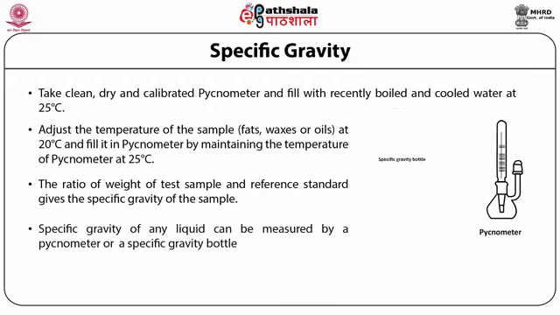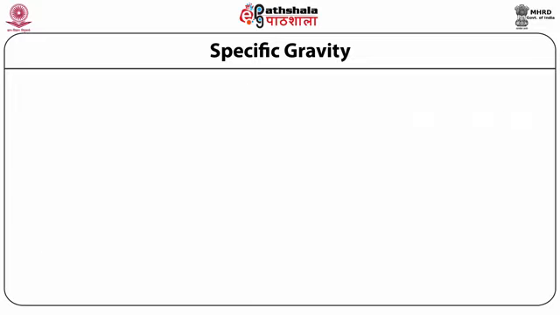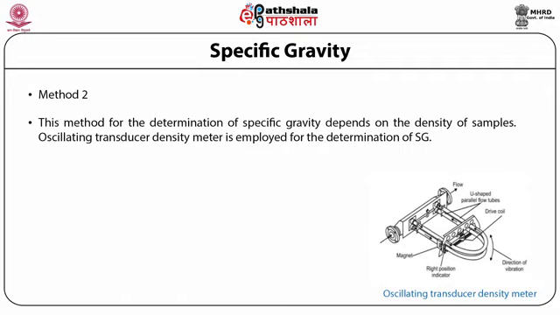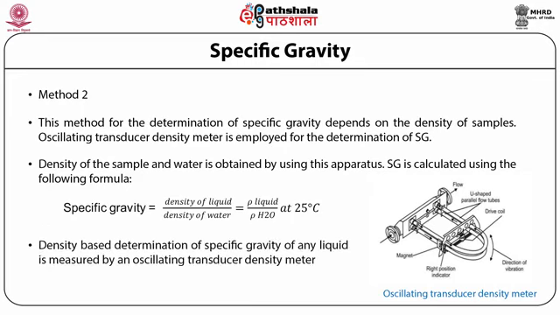Specific gravity of any liquid can be measured by the other method, which is method 2. In method 2, an oscillating transducer can be used. This method for determination of specific gravity depends on the density of the samples. The oscillating transducer density meter is employed for the determination of specific gravity. The density of the sample and water is obtained by using this apparatus, using the formula density of liquid to the density of water at 25 degrees Celsius. Density-based determination of specific gravity of any liquid is measured by an oscillating transducer density meter.